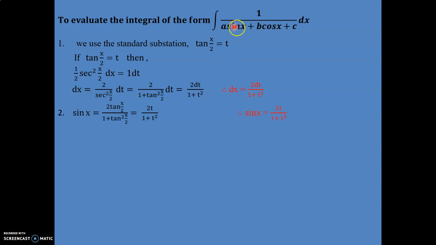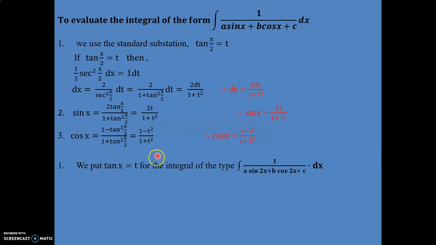And for the term sin x we can substitute the formula 2 sin x upon 2 upon 1 plus tan square x upon 2, that is 2t upon 1 plus t square. And for the term cos x we can substitute 1 minus tan square x upon 2 upon 1 plus tan square x upon 2, that is 1 minus t square upon 1 plus t square.